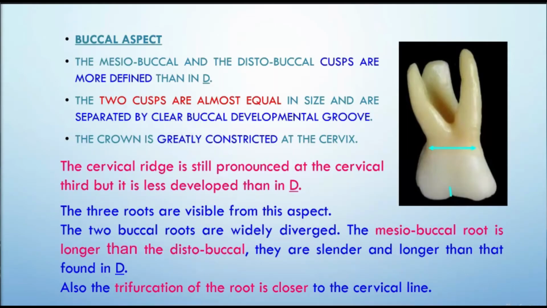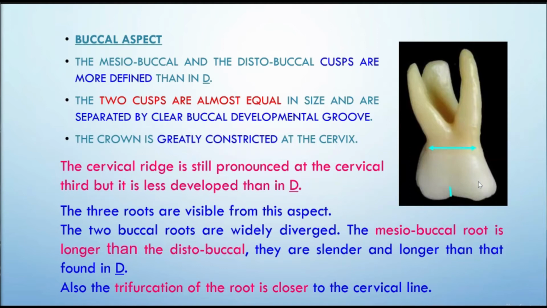Buccal aspect. The mesiobuccal and the distobuccal cusps are more defined than on the upper D. So here the mesiobuccal cusp and distobuccal cusp are nicely seen compared with the first deciduous molar. The second deciduous molar is looking like the permanent first molar. The two cusps are almost equal in size and are separated by a clear buccal developmental groove. You see here, the clear buccal groove is present.